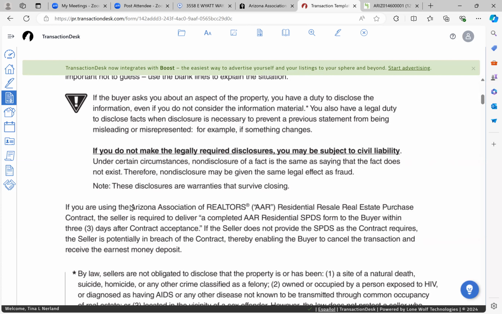If you are using the Arizona Association of Realtors Residential Resale Real Estate Purchase Contract, the seller is required to deliver a completed AAR residential SPUDS form to the buyer within 3 days after contract acceptance. If the seller does not provide the seller disclosures as the contract requires, the seller is potentially in breach of the contract, thereby enabling the buyer to cancel this transaction and receive the earnest money deposit. So 3 days after contract acceptance, you have to provide this to the buyer's agent.